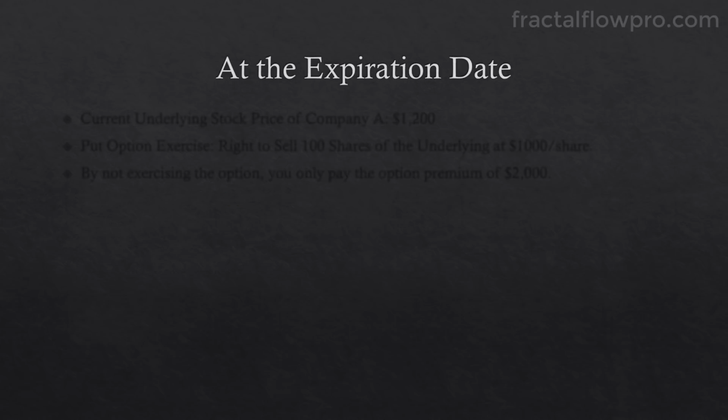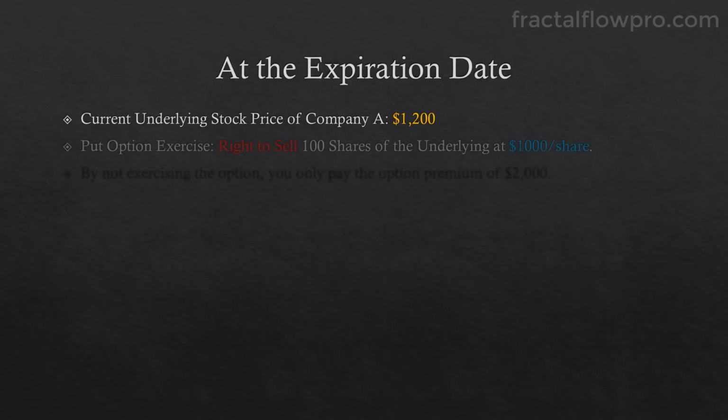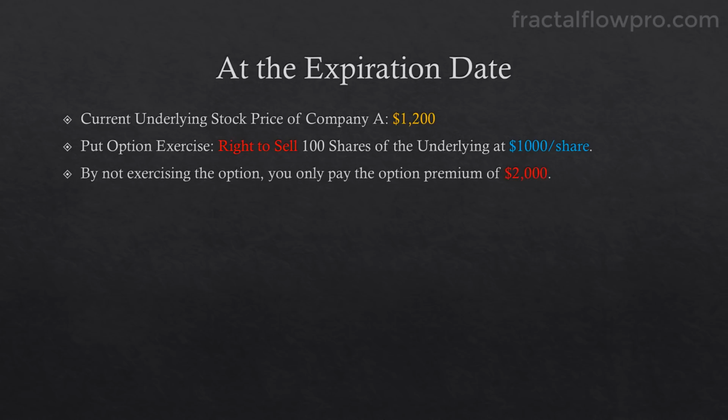When the expiration date comes 30 days later, the underlying stock price is $1,200. If we exercise the put option, we will sell the underlying at $1,000 per share and buy at $1,200 per share, which will of course generate a loss because we will be buying high and selling low. In other words, exercising the option doesn't make sense, so we choose not to, and our loss is limited to the option premium. If the underlying stock price went below the strike price of the put option at the expiration, it would make sense to exercise the put option, but that was not the case.